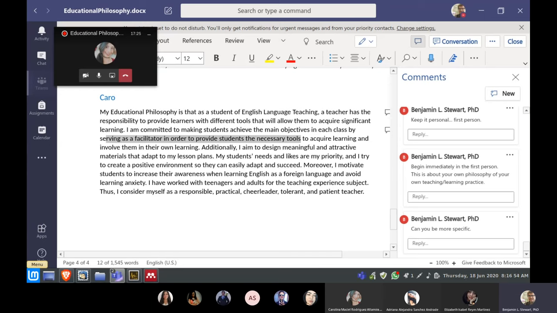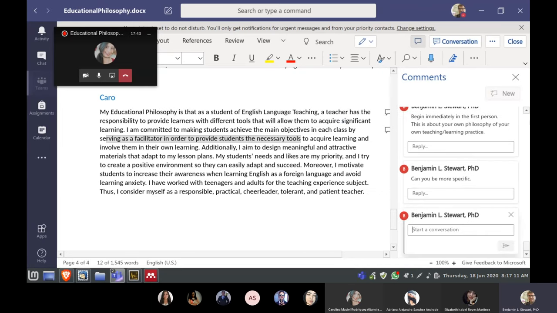Okay, so if you're going to use this word facilitator, I would follow up with something slightly more concrete. The necessary tools. Well, what are the tools? And how are those tools going to be used? And how are you going to bring those tools into the learning experience for the betterment of your students? Right. So again, it's just trying to dig a little bit deeper into some of the specifics of some of these ideas that you have. Right. And try to be a little bit more explicit and concrete.